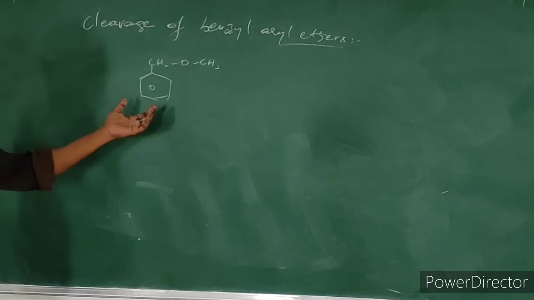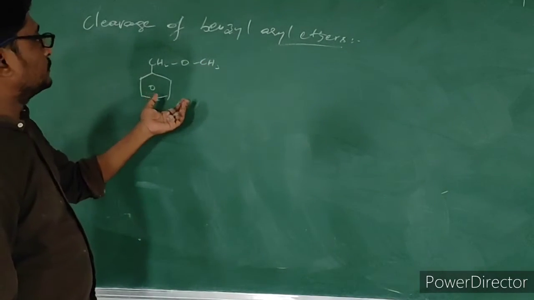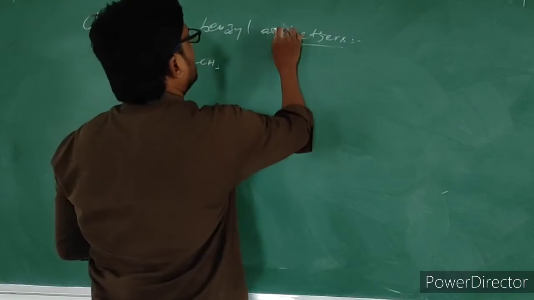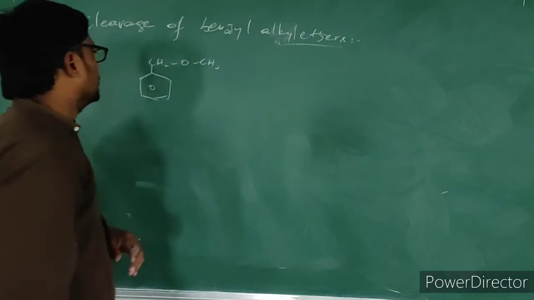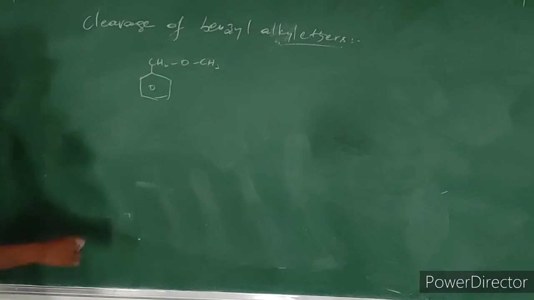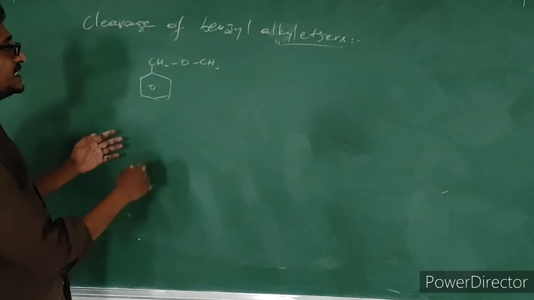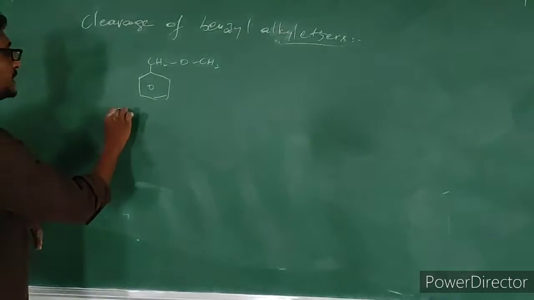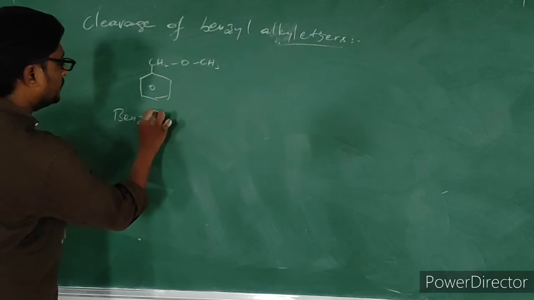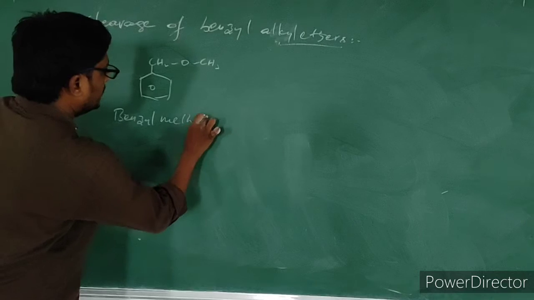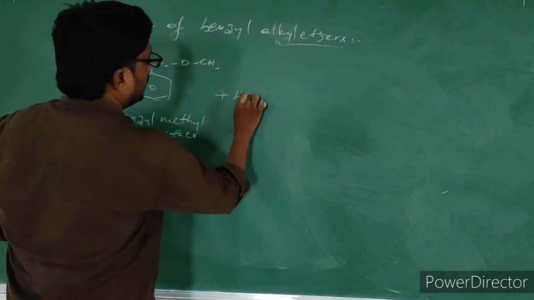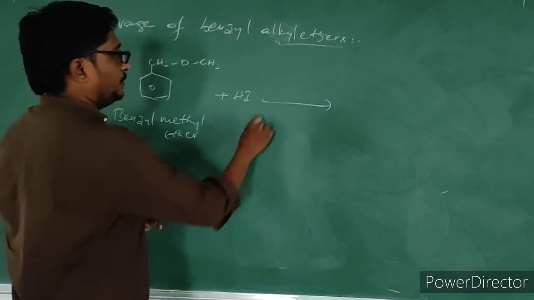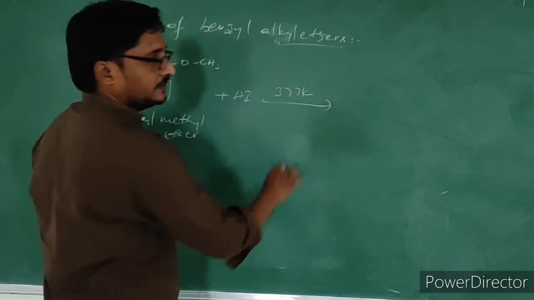So this is nothing but benzyl alkyl ethers. Sorry, benzyl alkyl ethers. This is benzyl methyl ether. These react with hydrogen iodide at a temperature of 373 Kelvin.